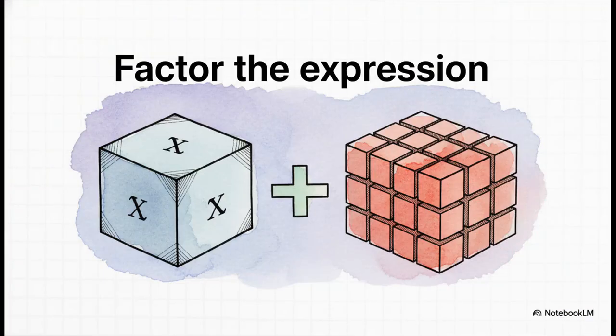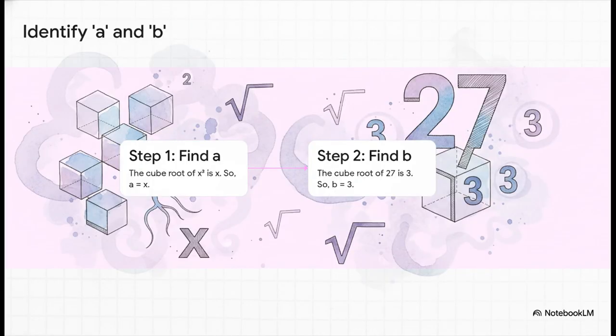Okay, let's start with a basic one. We're going to factor x cubed plus 27. First things first, every single time you've got to figure out what your a and your b are. So what do you cube to get x cubed? Well, that's just x. And what do you cube to get 27? Let's see, 3 times 3 is 9, times 3 is 27. There it is. So our a is x and our b is 3.